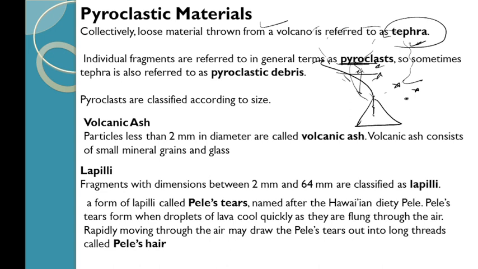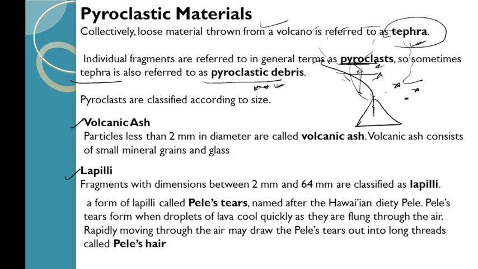Pyro means fire, and clast means clast. So fire or clast is the form of pyroclastic. Sometimes tephra is also known as pyroclastic. This is underlined because UPSC asked direct questions: what do you mean by tephra and pyroclastic debris? So both are the same. Pyroclastics are classified according to size.